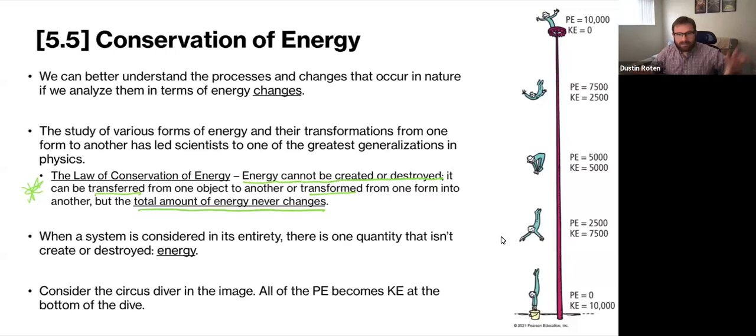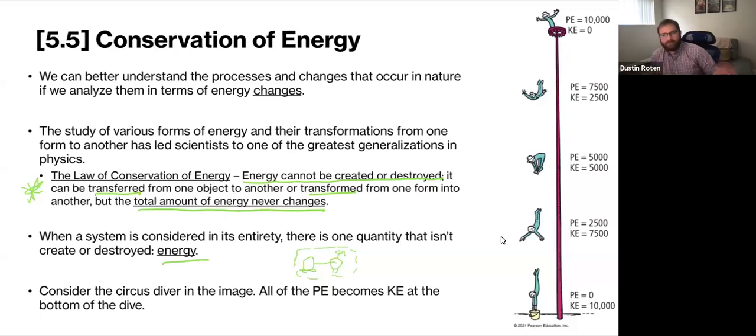So when a whole system is considered, right? Remember when we were drawing boxes for Newton's third law, talking about our system, we had an orange in a cart with an apple, and the apple was pulling, and we would draw the box and say that's our system. That's what we're talking about here. When a system is considered in its entirety, there is one quantity that isn't created or destroyed, and that would be the energy in the system.